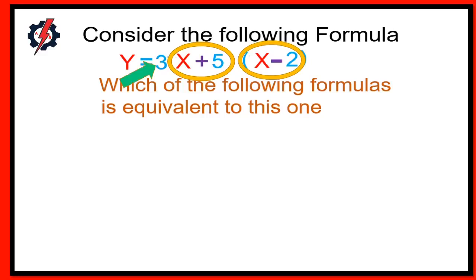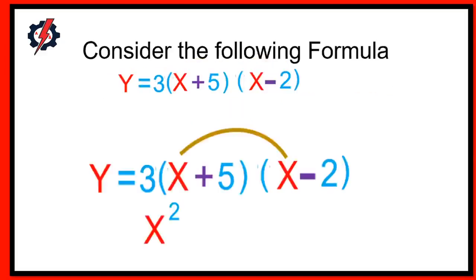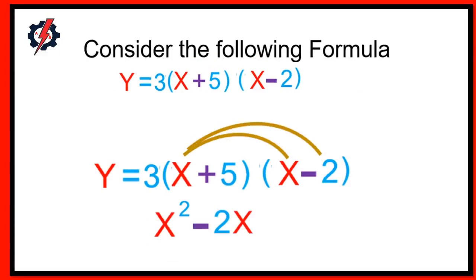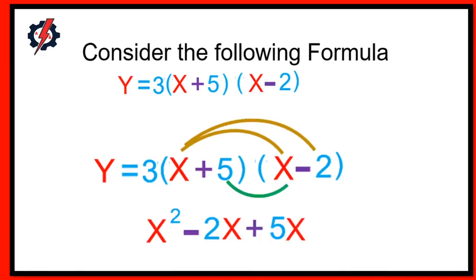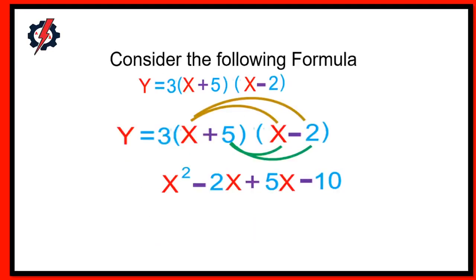After that, we multiply it by 3. X multiplied by x equals x squared. X multiplied by negative 2 is negative 2x. Then let's do the bottom part. Positive 5 multiplied by x is plus 5x. 5 multiplied by negative 2 equals minus 10.